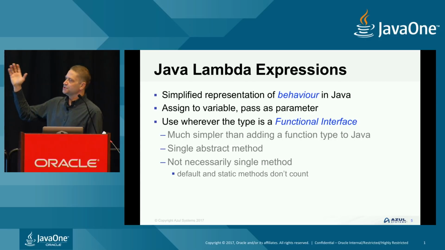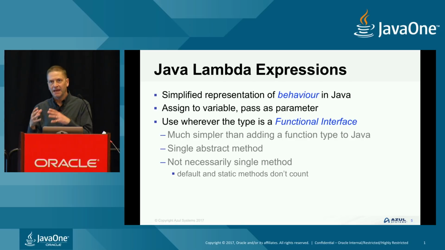The other thing about this was that in terms of the design, this is actually a much simpler way of allowing people to have behavior assigned to variables and passed as parameters, rather than having to introduce a new functional type to the language, because that's another alternative way of doing it. Other languages do have a true functional type, but in Java, because it was an existing language, they didn't want to add a new functional type, so they've done it through the idea of lambdas.